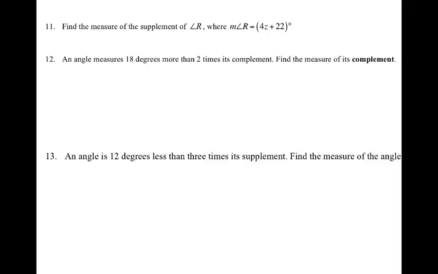Find the measure of the supplement of angle R. All right, supplement means that they're going to add up to be 180, so you really just say 180 minus your angle. Make sure that you put your angle in parentheses, because that minus has to distribute to everything in the parentheses. So it's 180 minus 4z and then minus 22. And then all you got to do next is put 180 and negative 22 together, so that gives you 158 minus 4z, and that's your answer.